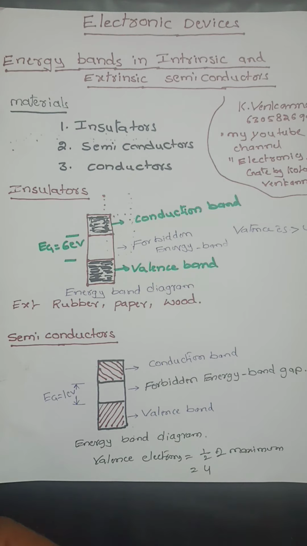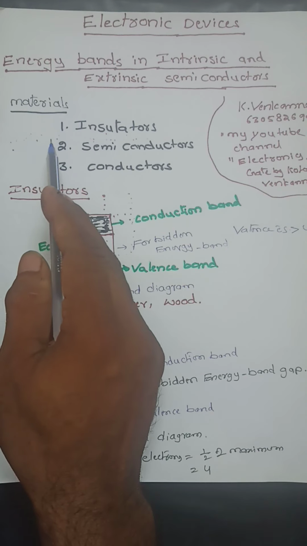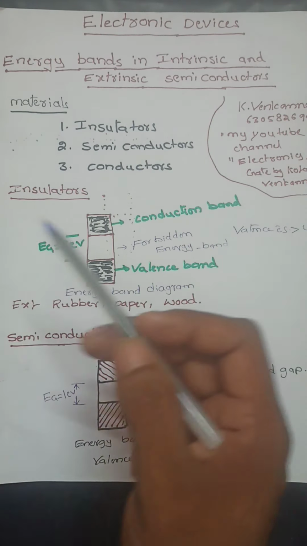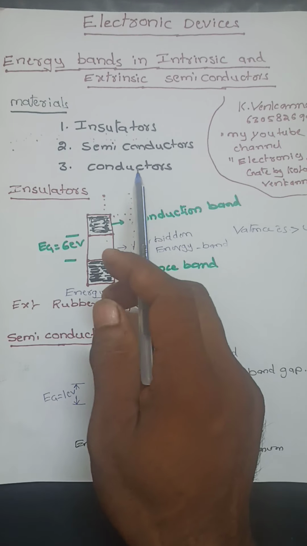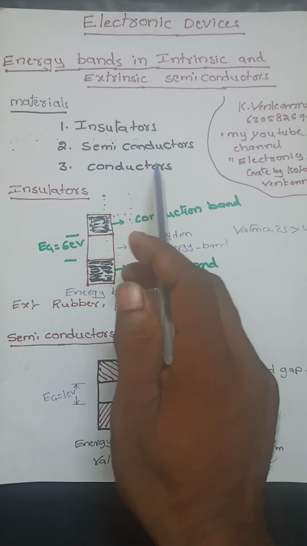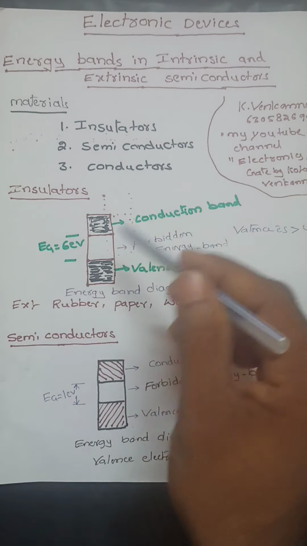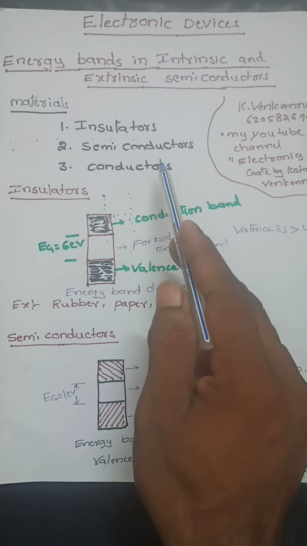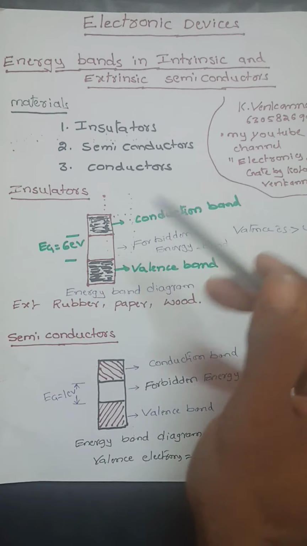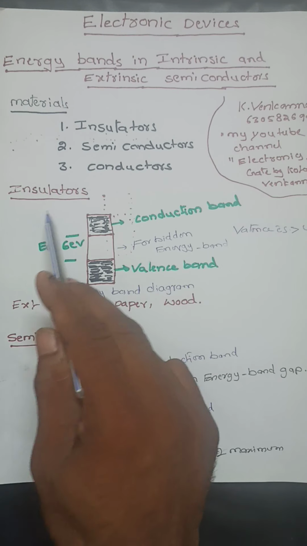Before going to that, we have to discuss materials. In electronics, basically materials are divided into three types: first is insulator, second is semiconductor, third is conductors. So, first let's discuss insulators.